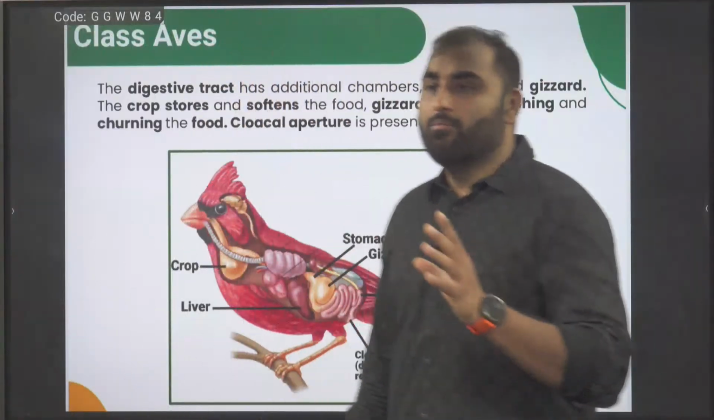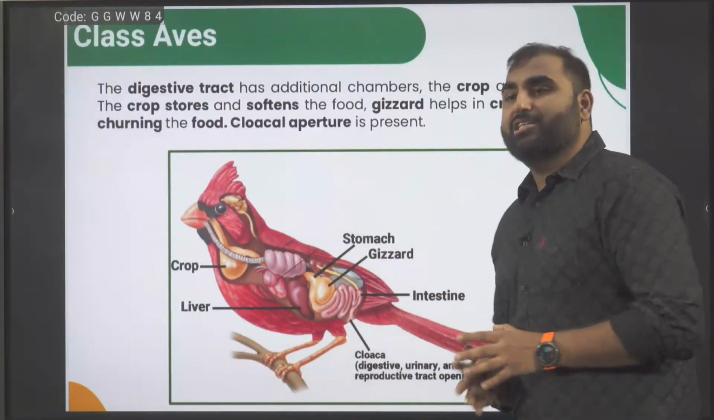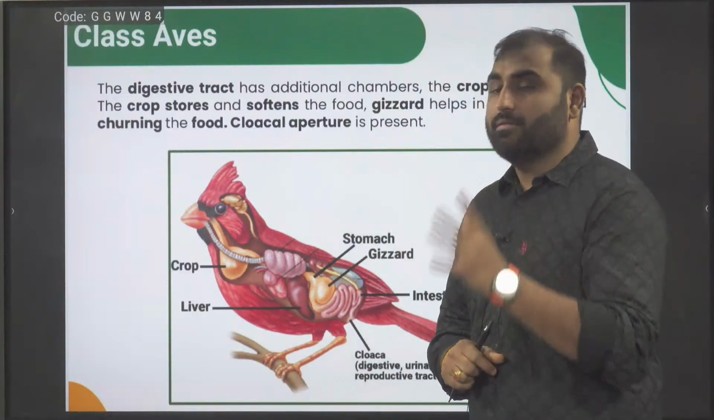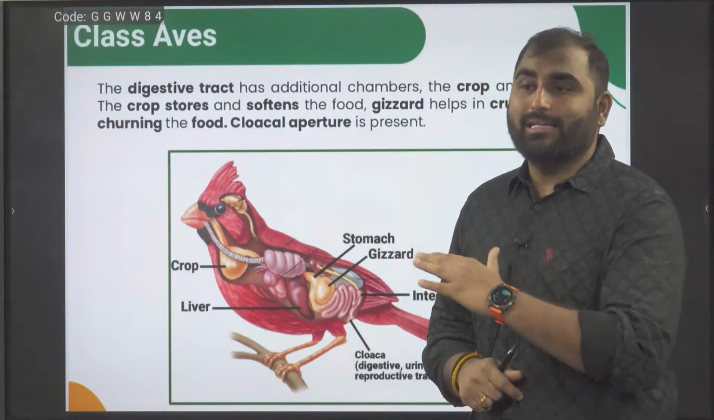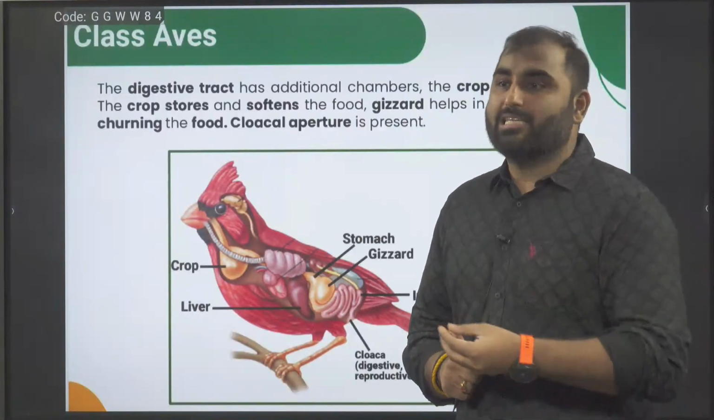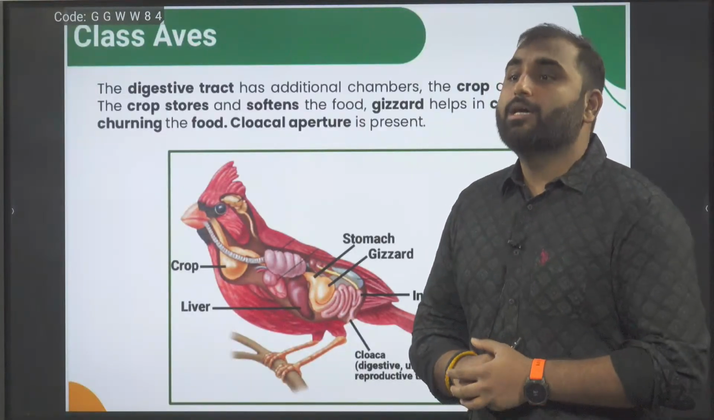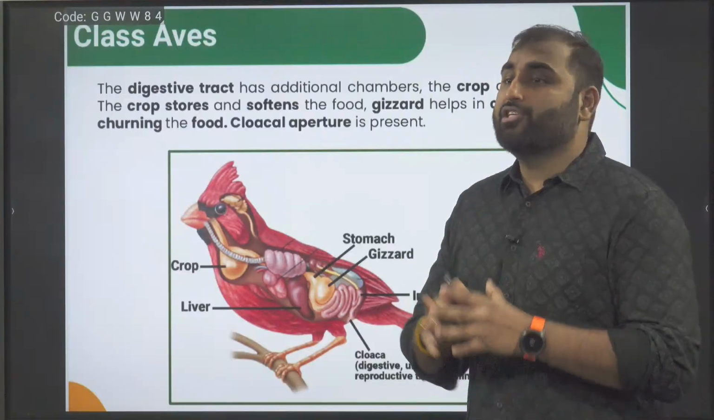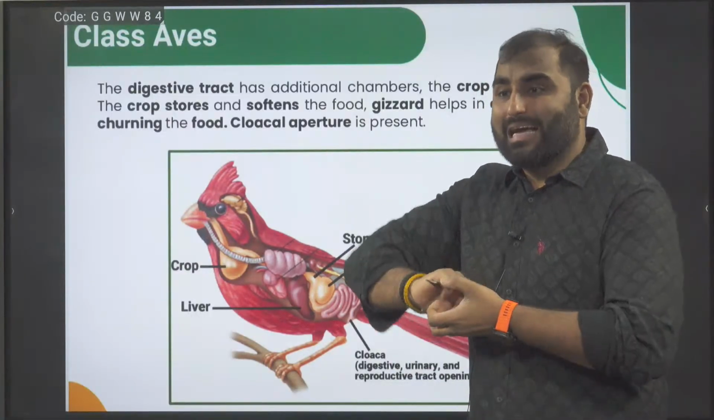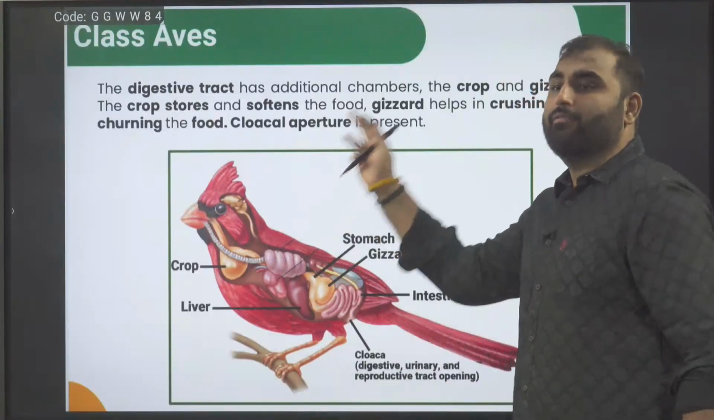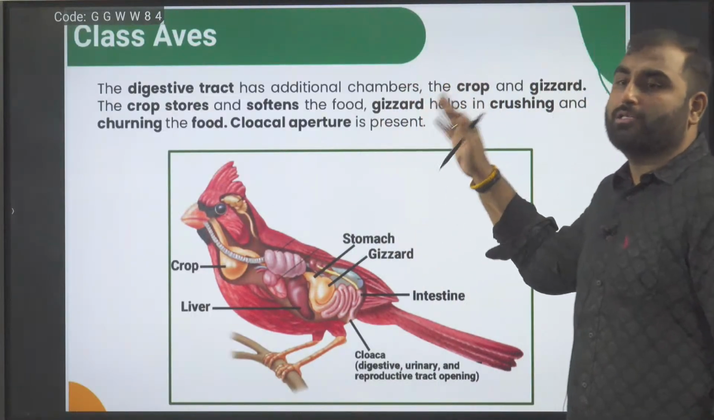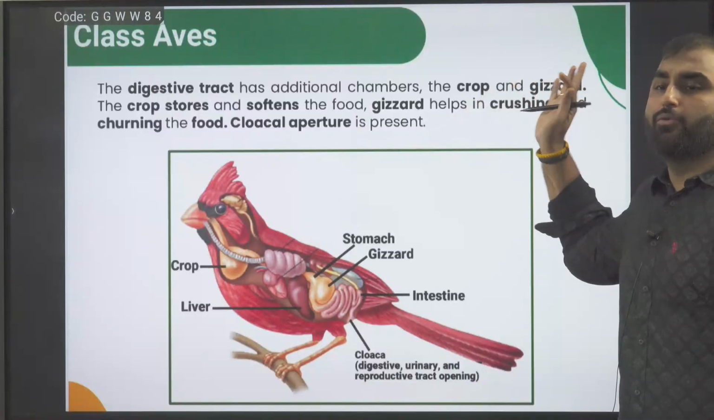Okay, next, moving ahead, talking about the digestive system. They have a beak without teeth. Teeth are absent. Only the beak is there. So they are directly catching and swallowing the food. So they need some chamber which can soften the food, store the food a little bit temporarily and then grind it. That's why they have crop and gizzard. They have an additional large chamber, the crop, to soften the food, and then grinding the food in the gizzard.